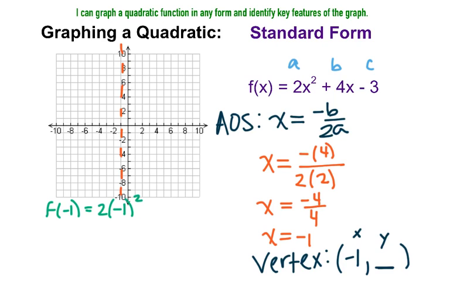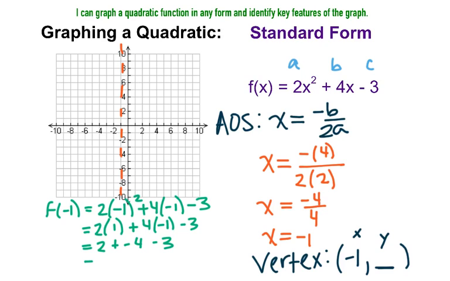2 times negative 1 squared plus 4 times negative 1 minus 3. Order of operations says do the exponent first, so negative 1 squared is 1. And then order of operations says multiply, so we get 2 plus a negative 4 and then minus 3. Now we can just add and subtract in order. So 2 and negative 4 is negative 2, minus 3 is a negative 5. So we know we have the vertex at negative 1, negative 5.